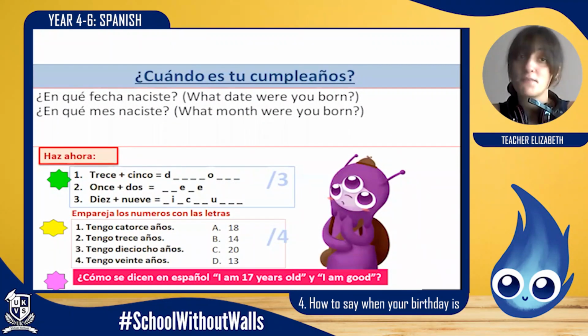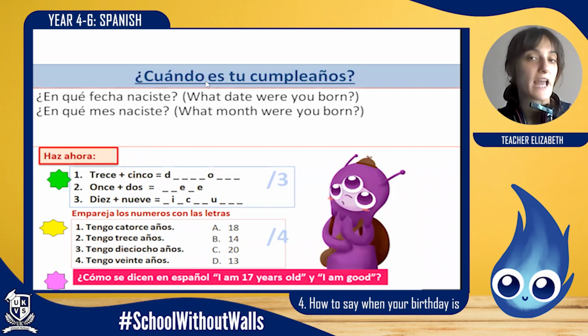Entonces, hoy vamos a aprender cuándo es tu cumpleaños. ¿Cuándo es tu cumpleaños? Okay, so let's just break this down. So please make sure that you copy the title in your notebooks. All you have to copy from this slide will be the title. Remember to add your upside down question mark. Cuándo, which is when. Es is to be. Tu, your. Cumpleaños, birthday. So in other words, when is your birthday?